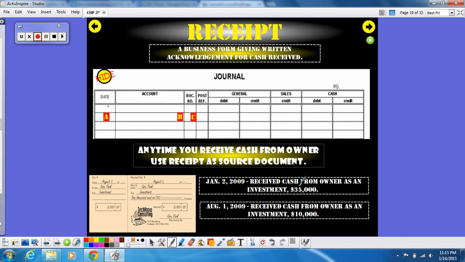Okay, so we have cash on here. So that's easy. Here's our cash as a special amount column. Sales and cash are special amount columns. So your $35,000. Anytime your cash goes up, it goes in debit here. So $35,000 here in cash debit. And there was no sale made, so you're not going to use that one. And the other one is going to go in the general amount column. Okay, and you're going to use the owner's name. So whatever the owner's last name is, capital, and then you're going to put it here in the credit spot of the general area.